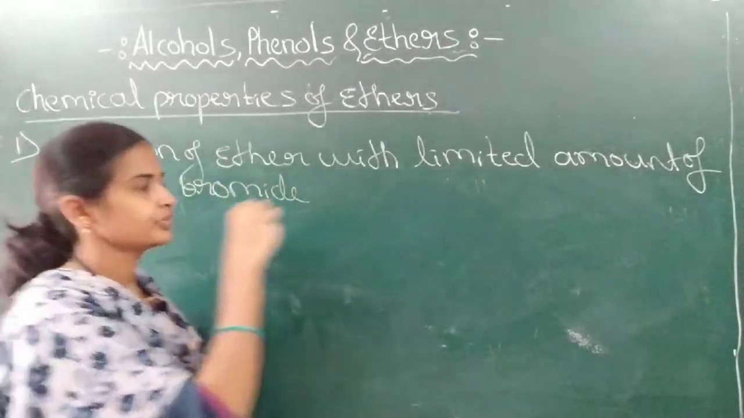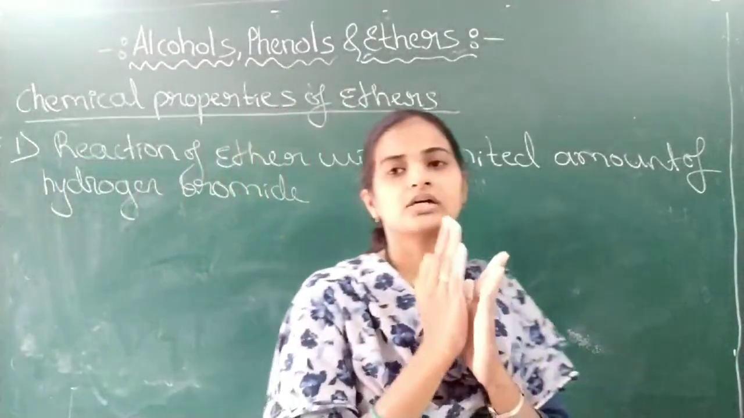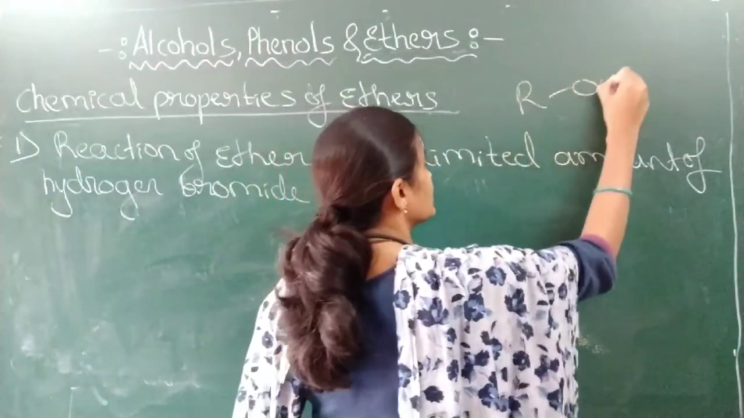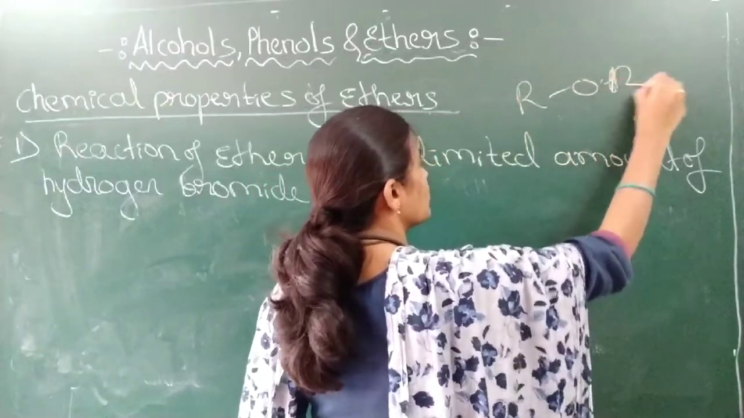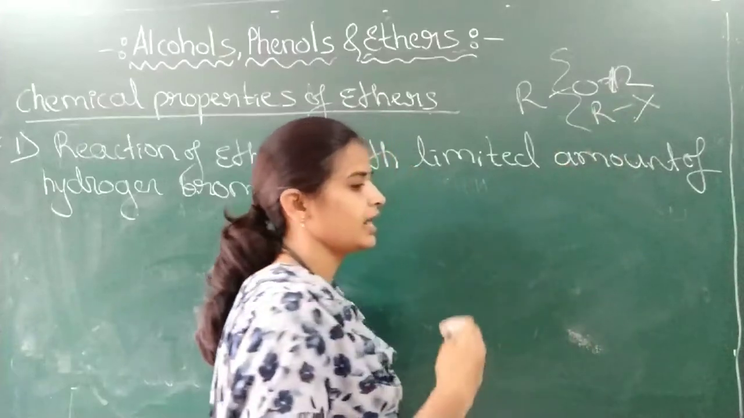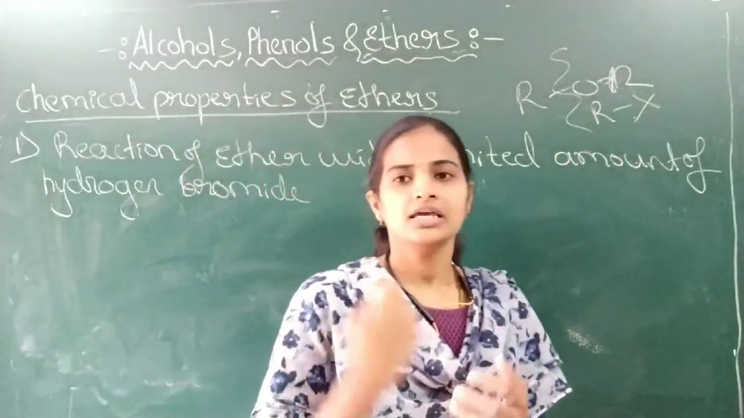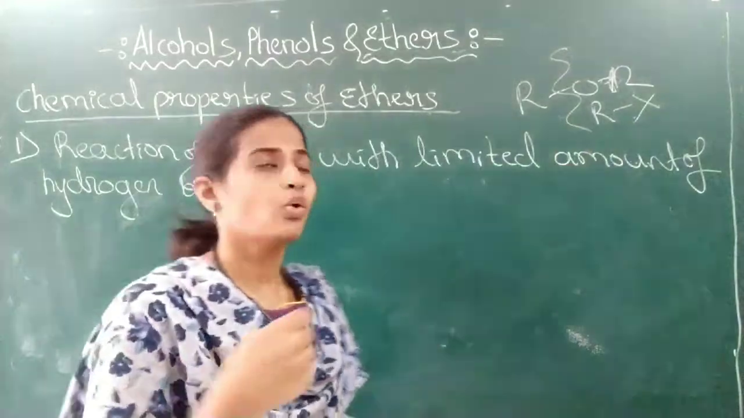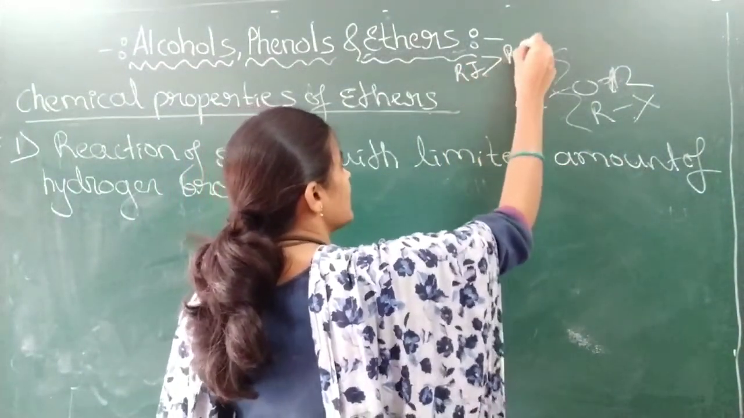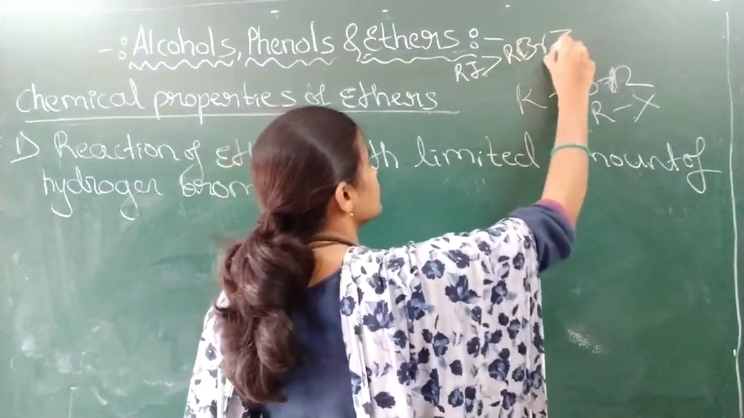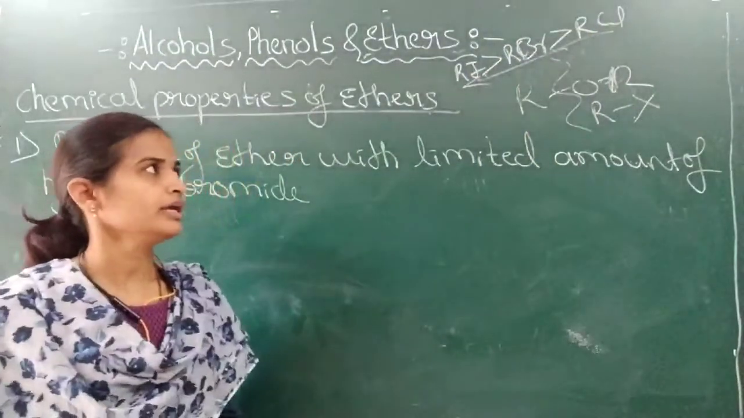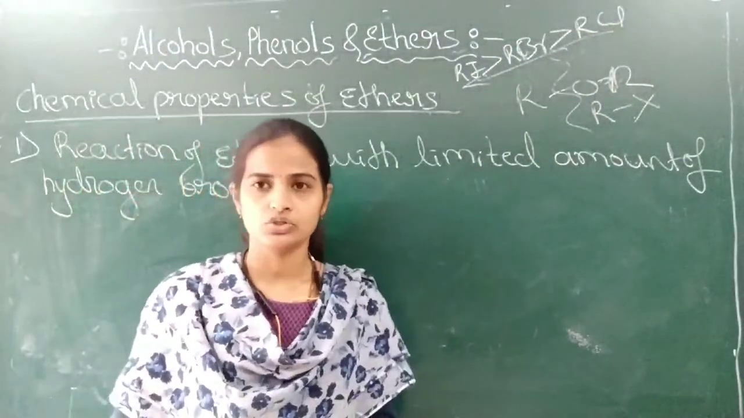Ethers can be best cleaved by using any of the hydrogen halides. The ether bond, ROR', can be broken just by using a good hydrogen halide, and the strength of breaking the ethers increases as we go down the group. That is, HI is more than HBr, which is more than HCl. Strength of breaking the ether bond increases as we go down the group in the halogens.